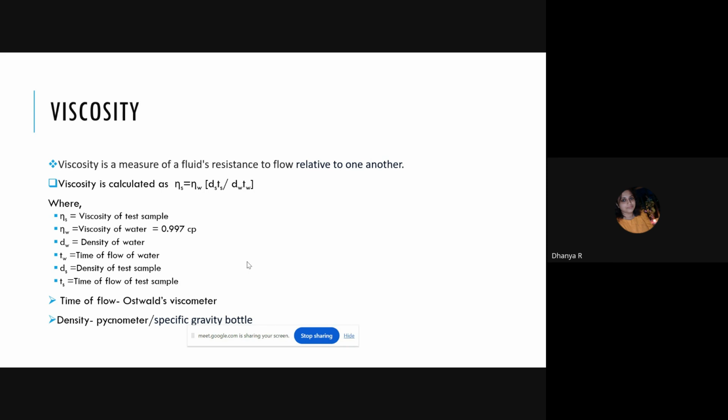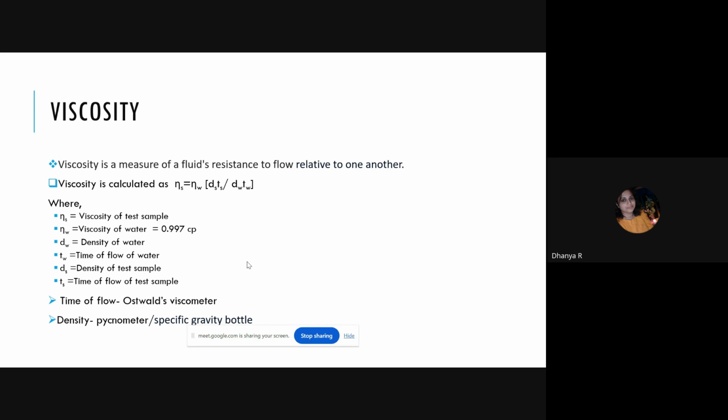Eta of the sample is equal to eta of water into density of sample into time taken by the sample to flow from one point of the viscometer to another point, divided by density of water and into time taken by the water to flow from one point to another. I will detail this in a while.